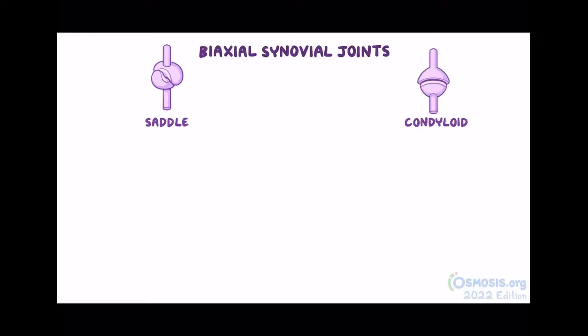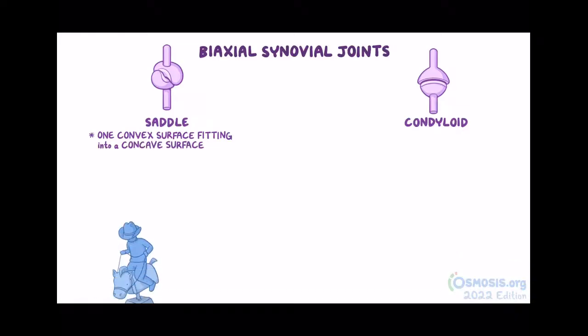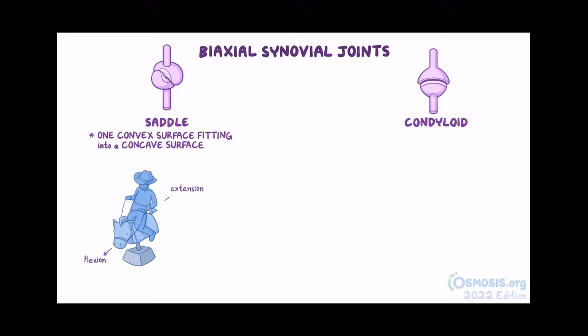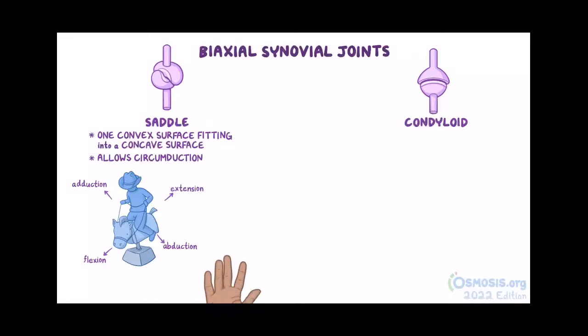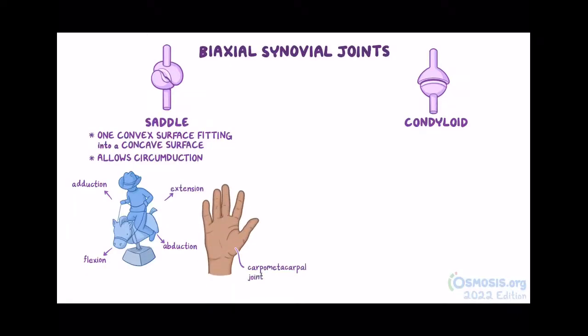Up next are the 2 biaxial synovial joints, which allow movements to occur in 2 planes. These include the saddle and condyloid joints. The saddle joint consists of one convex surface fitting into another concave surface, resembling a person sitting on a horse's saddle. To visualize the movements of this joint, think about a horseback rider leaning back and forth for flexion and extension in the sagittal plane, or moving side to side for abduction and adduction in the frontal plane. Combining these movements also allows a certain level of circumduction. A good example is the joint of the thumb and the hand, called the carpometacarpal joint of the thumb. Move your thumb around and see for yourself.